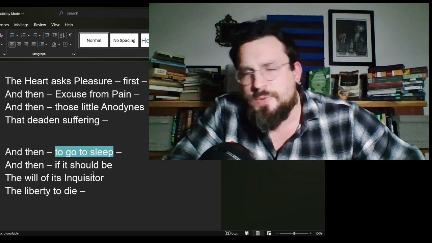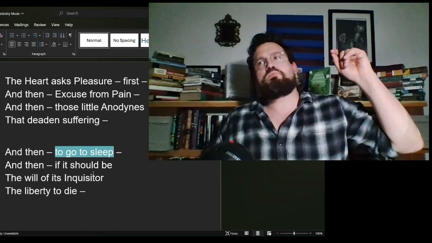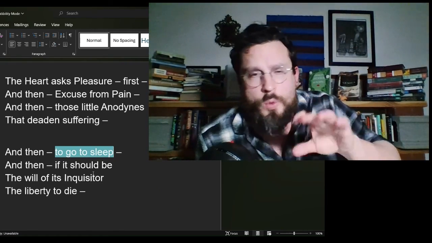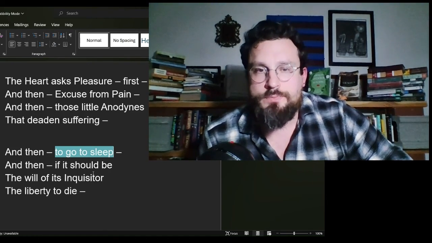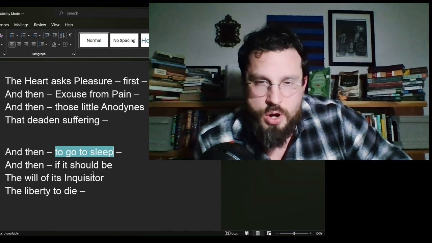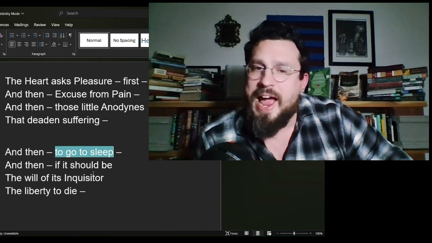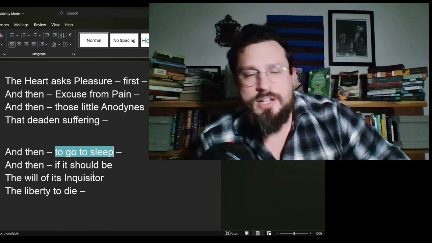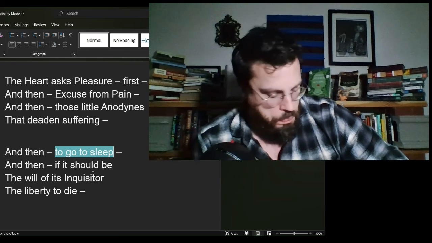Do you see how different this poem is when it's stated as a matter of fact? The heart asks pleasure first, and then excuse from pain. What does that make it sound like? That makes it sound like I know exactly what I'm talking about. Do you think our speaker here knows exactly what they are talking about? Do you believe that our speaker here has had their heart ask to go to sleep? Our speaker here has had their heart ask the liberty to die?